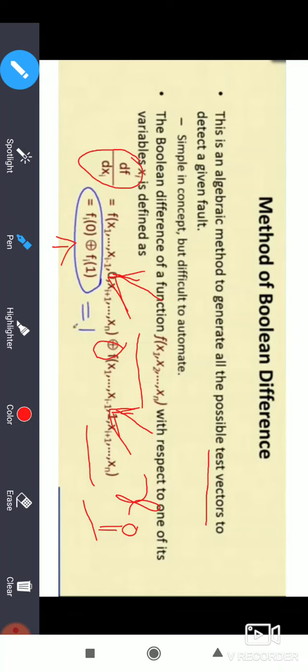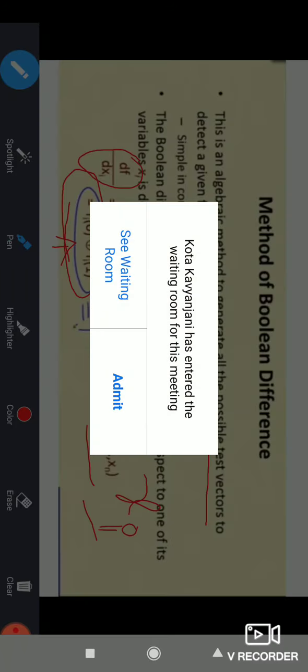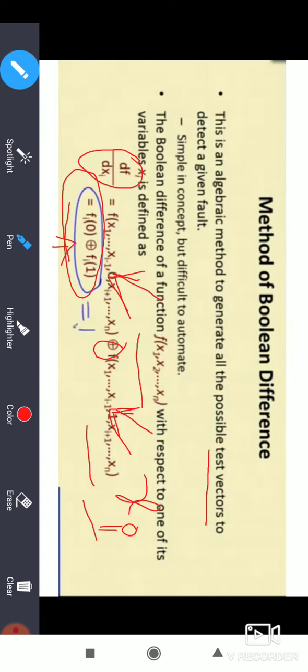One time we use 0 in the function, and the second time we use 1, and we take the exclusive OR of the Boolean function. That's why we call it the Boolean difference method or Boolean derivative method.